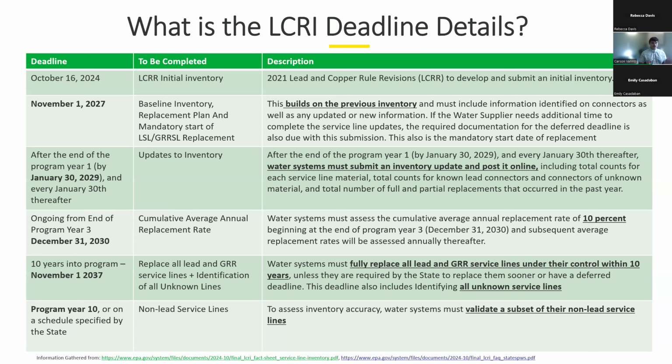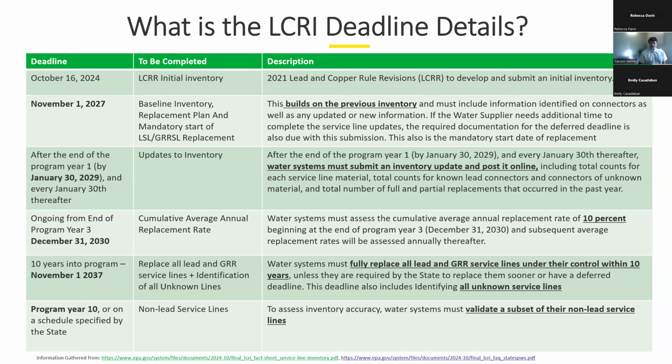November 1st, 2027 also kicks off the mandatory start of the lead service line and galvanized service line replacement initiative. So that's basically when people need to start. Obviously you can start sooner, but that's when you need to start making sure that you're starting to remove all of those service lines from the water system. At the end of the year one program, an update to that inventory must be conducted and submitted and posted online with updates on how that's coming along.